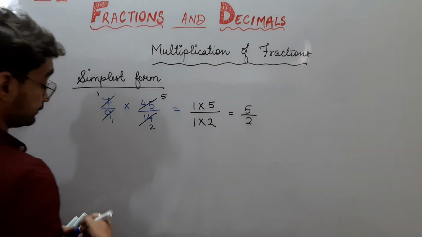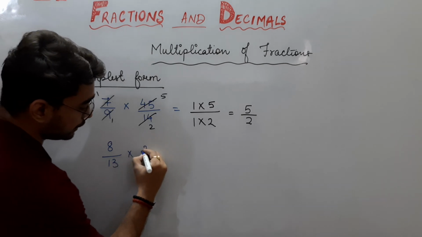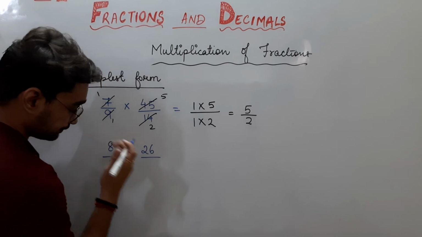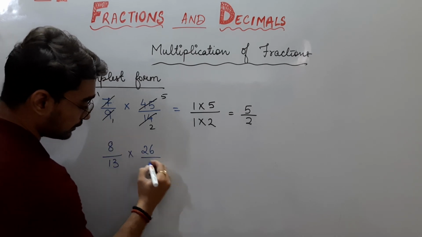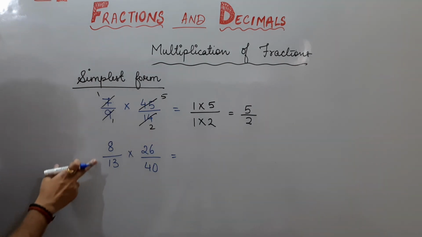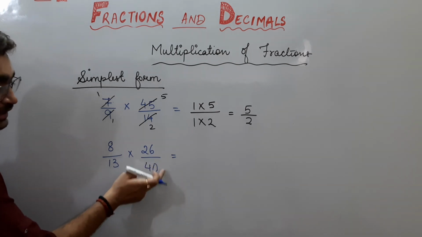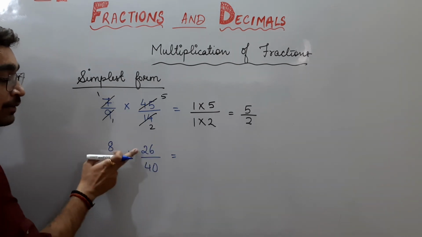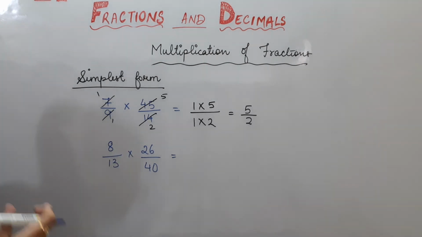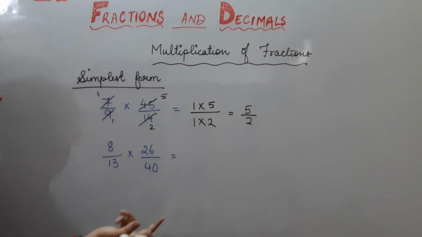Take one more example. 8 by 13 into 26 by 40. Okay. Is it possible to reduce this? In this case, it is possible to reduce now also, because 26 is in the table of 2 and 40 is also in the table of 2. I can do this if you want, let us try. If you don't want, just cut them crosswise.